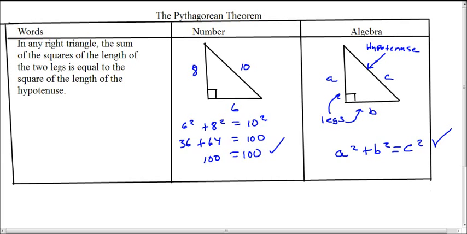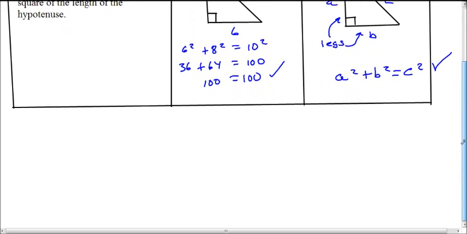Okay, so what we want to do now is take this formula with us everywhere we go, and let's work 1, 2, 3, maybe 4 problems so we can see the different ways we can utilize this Pythagorean theorem. Not just to find C, but we can use it also to find either A or B. All right, so let's take a look at a problem.